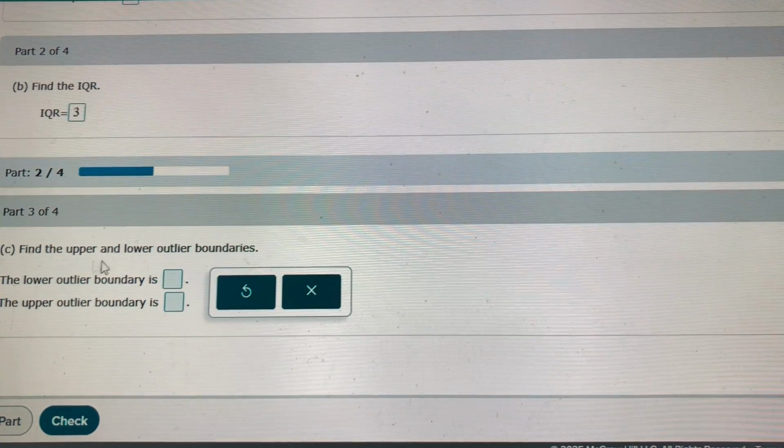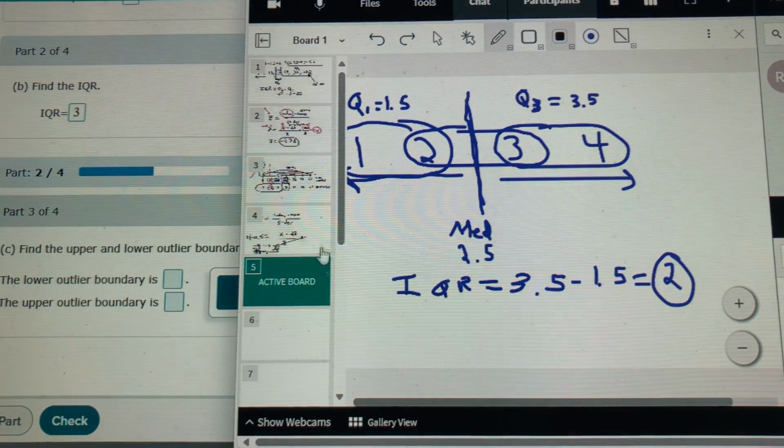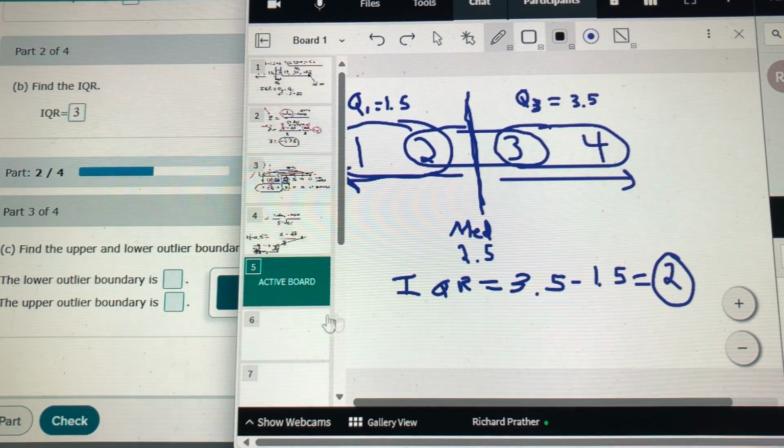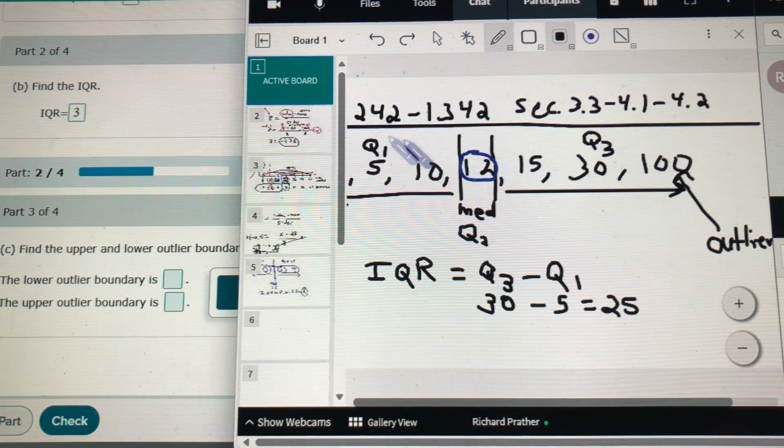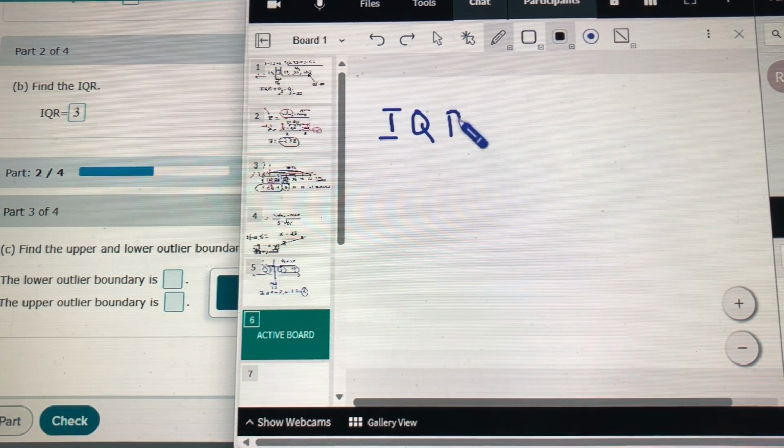Now, find the upper and lower outlier boundaries. Okay, so remember how we were kind of guessing if we had outliers? I said this might be an outlier right here. Here comes a definitive way to tell if you have an outlier or not. So you do your IQR. I just got 3 for the IQR. Right there, 3. If they just ask for IQR, that's it.